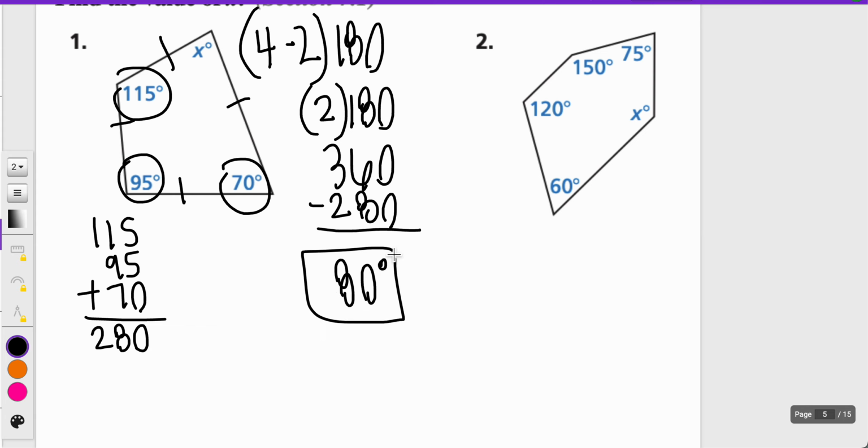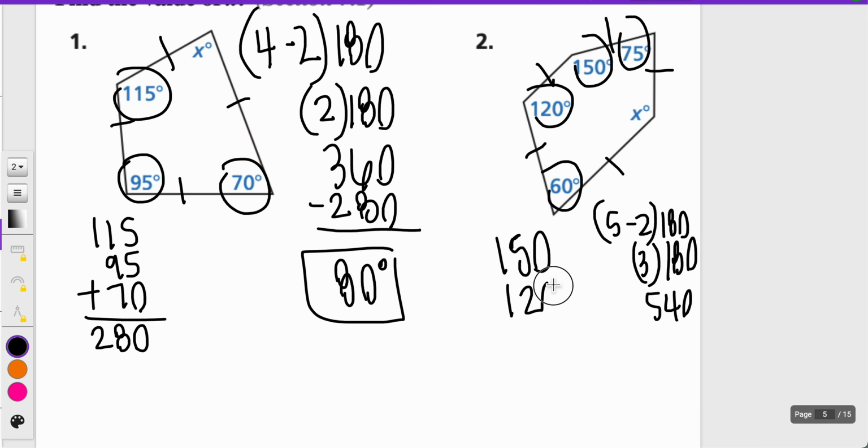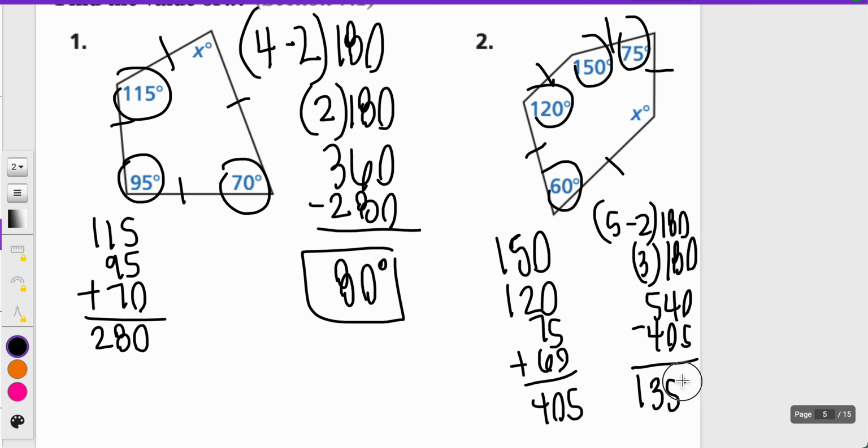Over here I have a 1, 2, 3, 4, 5, counting all the angles, I also have 5 angles here. So that would be a pentagon, so 5 minus 2 times 180, or 3 times 180 gives us my total degree measurement. That is going to be 540. So then I look at, what do I have now? 60, 120, 150, and 75. If I take my 150, my 120, 75, and 60, adding all those together, I get 405. So subtracting 405 from 540, I get 135 degrees for x.